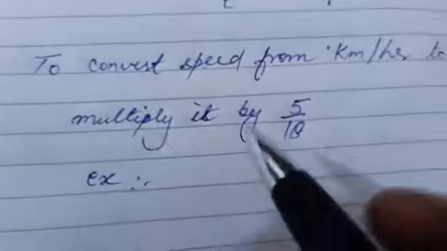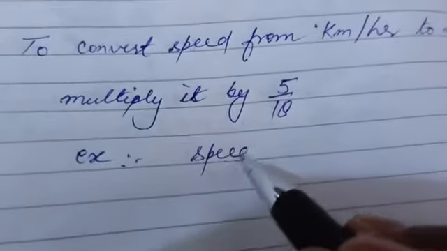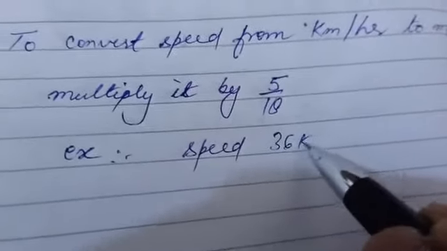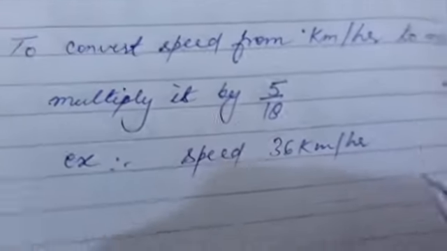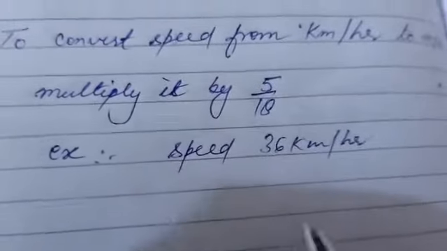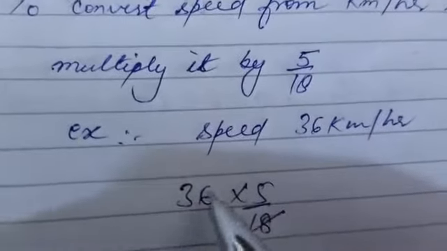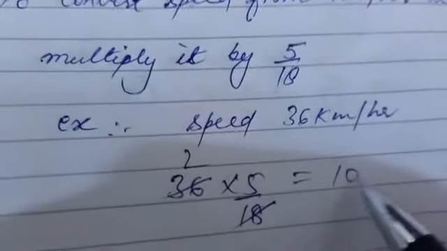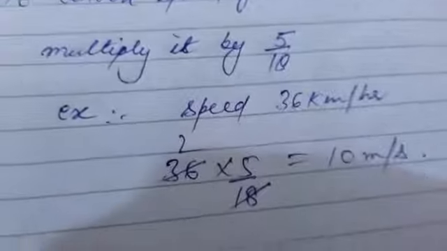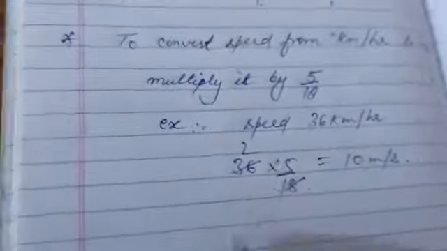Example: if the speed is given as 36 kilometer per hour, and you have to convert this into meter per second, we'll simply multiply it by 5 upon 18. 36 divided by 18 is 2, so we get 10 meter per second. Is it clear?